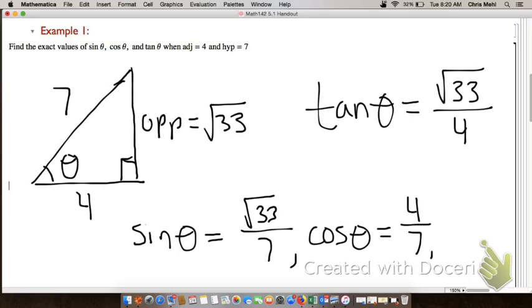And then in later problems we might use one of these three expressions to actually recover the angle itself, using arcsine, arccosine, or arctangent.